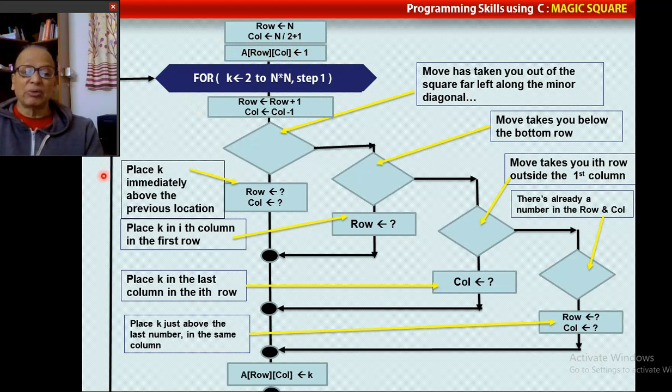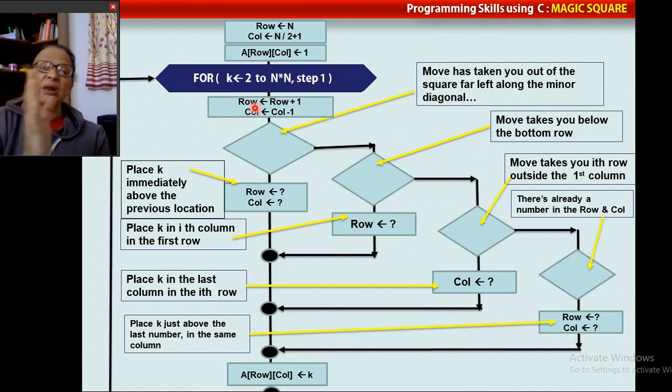Then you get into the loop from k is equal to 2 to n squared. Altogether, you have n squared numbers to be inserted into various locations. So what do you do? Now what you do is you go diagonally to the left. Therefore, row becomes row plus 1, goes lower, and column becomes column minus 1. So you have found the next row and next column, but they may not be the correct ones, because it depends on the conditions. So these are the conditions. Then you will have to change.